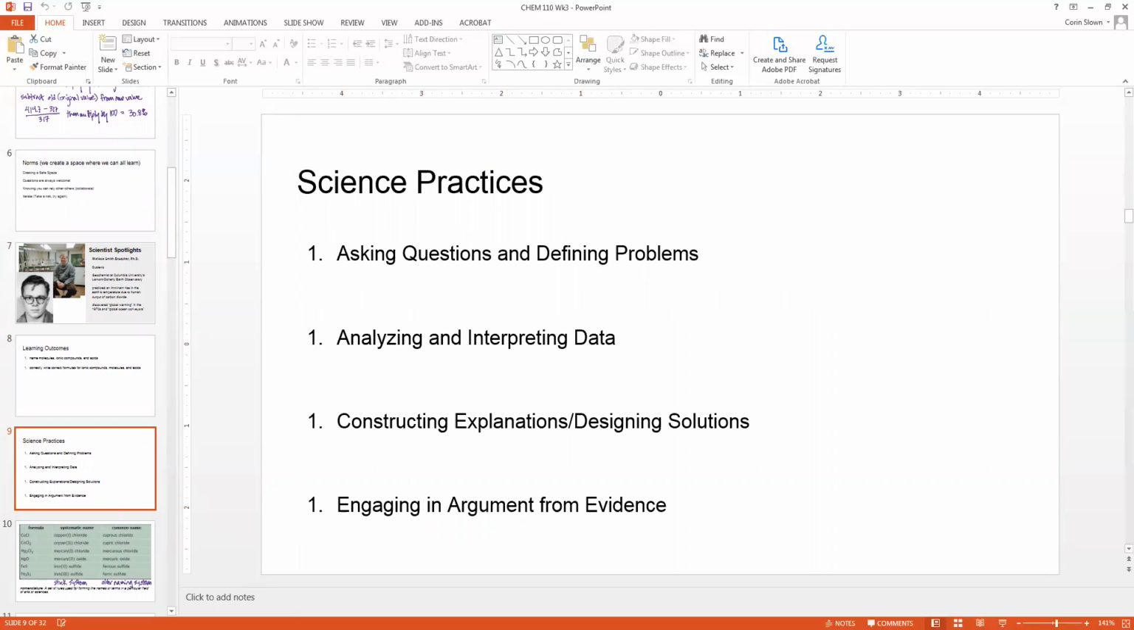Because we are scientists who do science, today we're going to be asking questions and defining problems. We're also going to be analyzing and interpreting data.